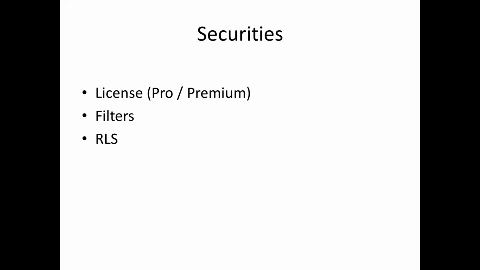Then we have filters to distribute the data set among different levels: the page level, the visual level, and the report level filters. Finally, we have row level security, where we can filter the data for users according to the roles the admin gives them. We'll see the end-to-end process, from getting the data from a JSON file and populating it in the service, and we will check with two users.